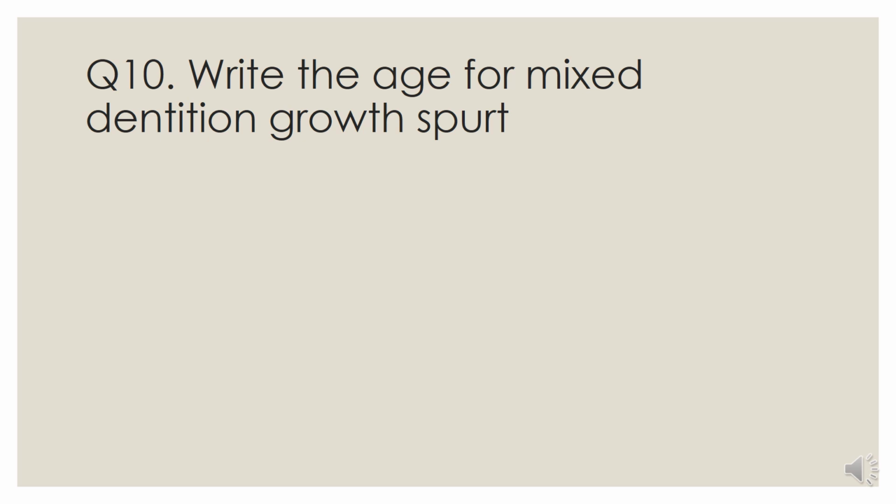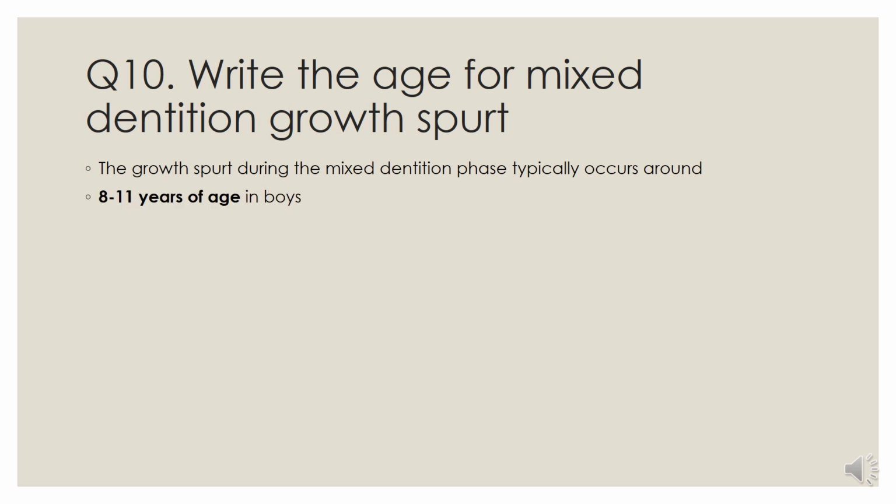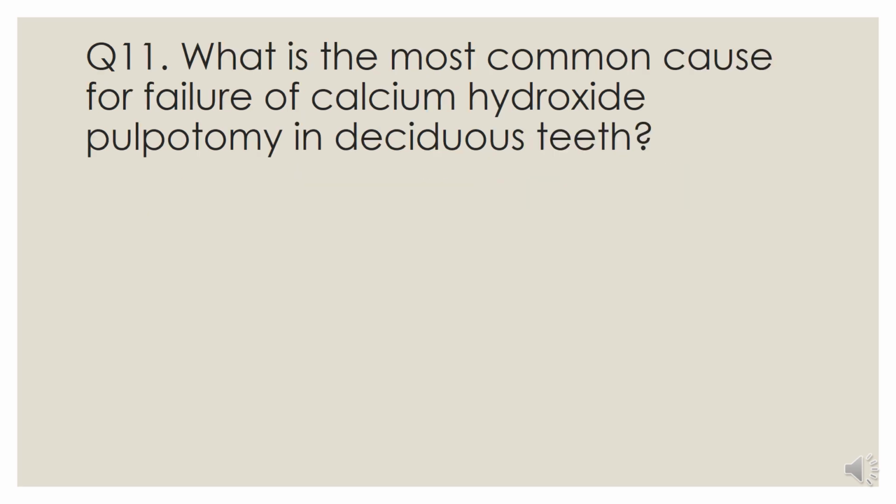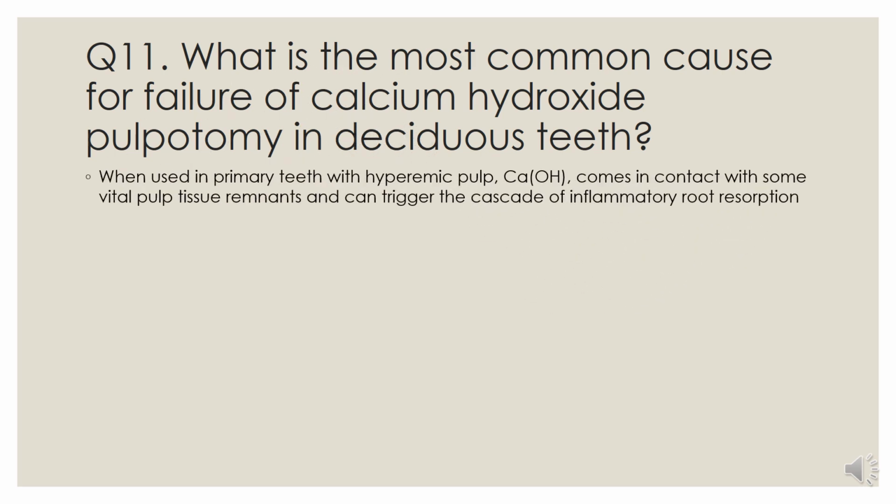Question 10. Write the age for mixed dentition growth spurt. The growth spurt during the mixed dentition phase typically occurs around 8 to 11 years of age in boys and 7 to 9 years of age in girls. The most common cause for failure of calcium hydroxide pulpotomy in deciduous teeth. When used in primary teeth with hyperemic pulp, calcium hydroxide comes in contact with some vital pulp tissue remnants and can trigger the cascade of inflammatory root resorption.